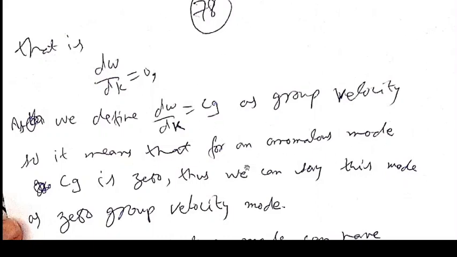So a mode is anomalous. It means that for an anomalous mode, Cg is 0. If a mode is anomalous, then its group velocity must be 0 somewhere in the domain. So we can call this mode a zero group velocity mode. The point at which it is 0 is called the zero group velocity point, and the mode is called the zero group velocity mode, ZGV.